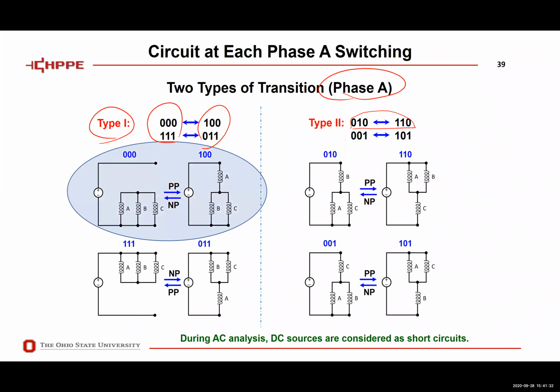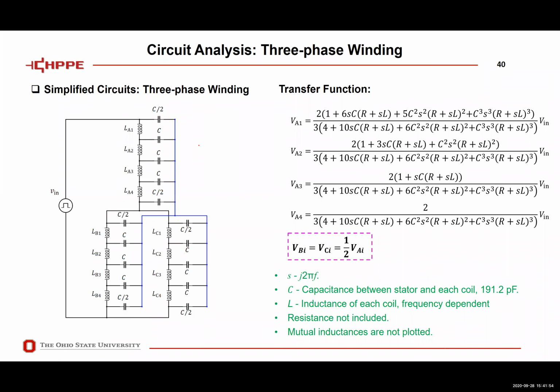And then let's look at this case, when the three phases go from 0, 0, 0 to 1, 0, 0. That means phase A goes from 0 to 1. And then let's look at the transfer functions we got for all the four coils. It looks pretty complicated, but it doesn't matter. You just need to know the transfer functions of the voltage across each coil.